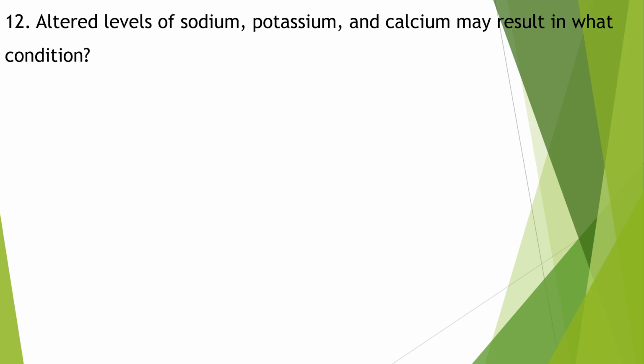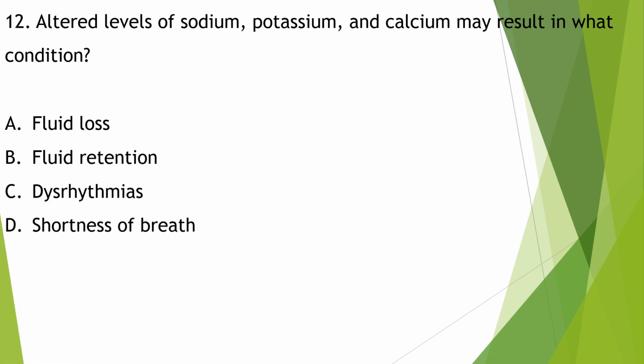Altered levels of sodium, potassium and calcium may result in what condition? Fluid loss, fluid retention, dysarrhythmias, shortness of breath. So here the patients who are having problems with their levels of sodium, potassium and calcium, they have problems in their heart. Dysarrhythmias are more problematic because of disruptions in the action potential. All these 3 can result in changes in the action potential and create problems to the cardiac system.